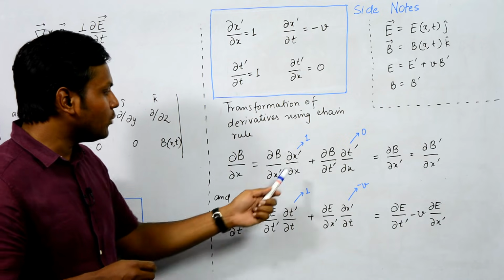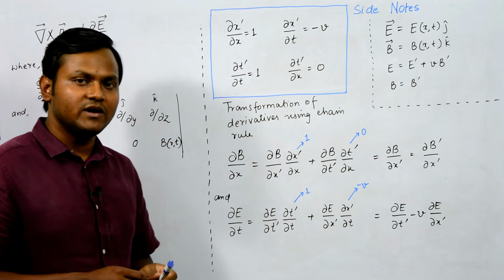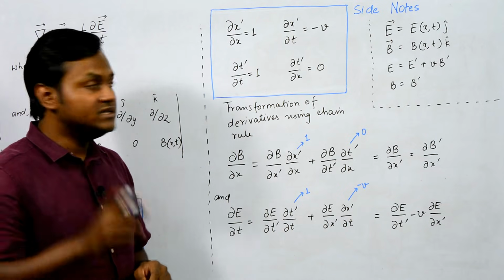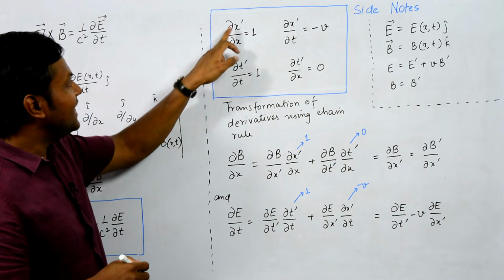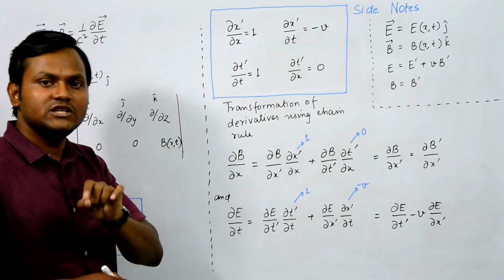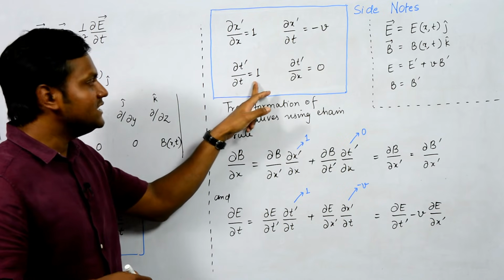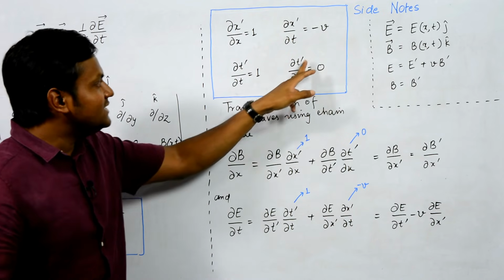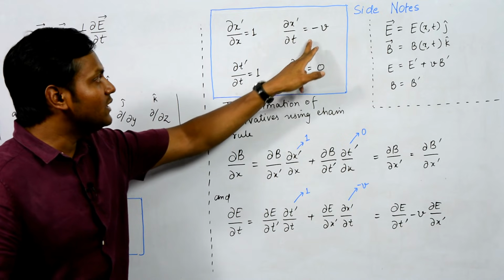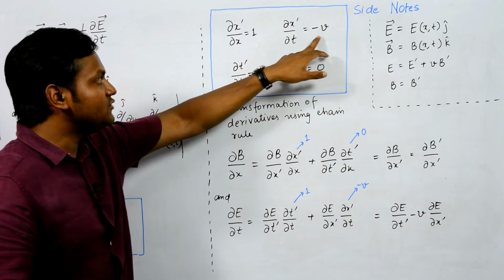Now I can obtain these partial derivatives by looking at the Galilean transformations. The Galilean transformation tells us that x dash is equal to x minus vt. So what is del x dash by del x? If you look at the equation, it will come out to be 1. Similarly, del t dash by del t will come out to be 1 because t dash is equal to t. And del t dash by del x will come out to be 0 because t and x are independent variables. Similarly, del x dash by del t will come out to be minus v because x dash is equal to x minus vt, so if you take the time derivative, you end up getting minus v.